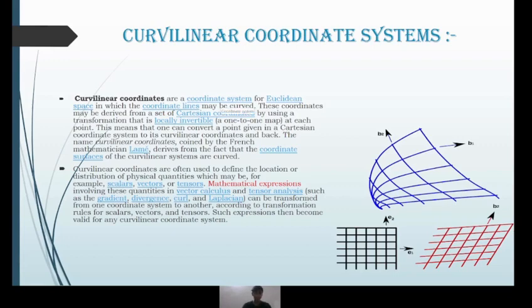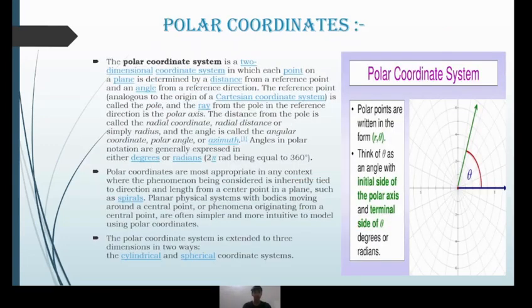Mathematical representations such as gradient, divergence, curl, and Laplacian can be transformed from one coordinate system to another, according to the transformation rules of the scalars, vectors, and tensors. Such expressions then become valid for any curvilinear coordinate system. Polar coordinates. Polar coordinate system.